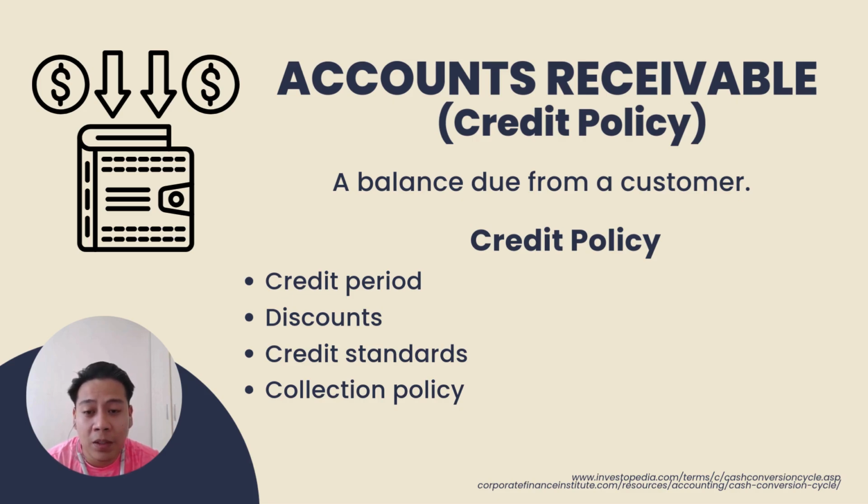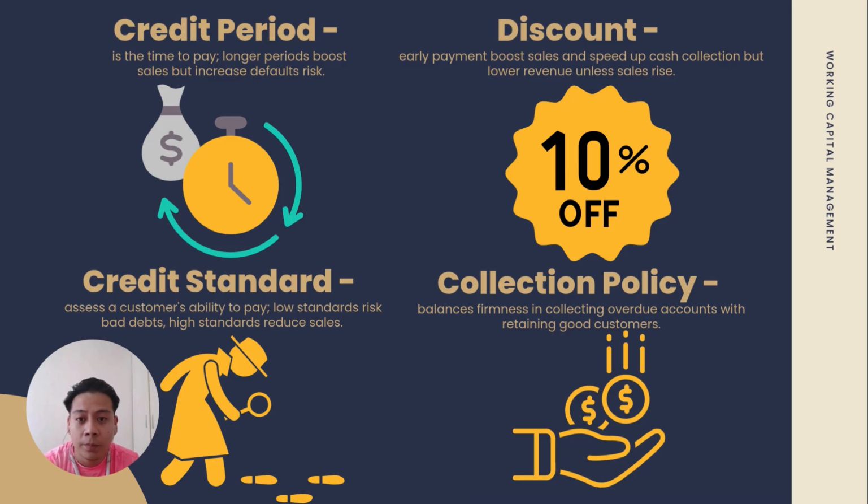So, credit policy consists of four variables. We've got credit period, discounts, credit standards, and collection policy. When we say credit period, it is the time given to buyers to pay for their purchases, such as 30 days. Longer credit periods can boost sales but increase the risk of default and tie up more capital in receivables.